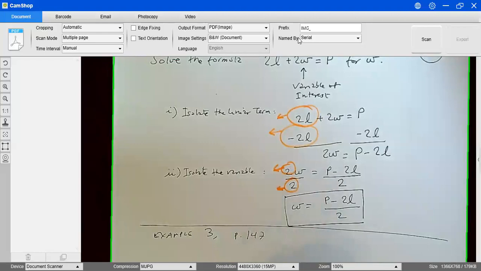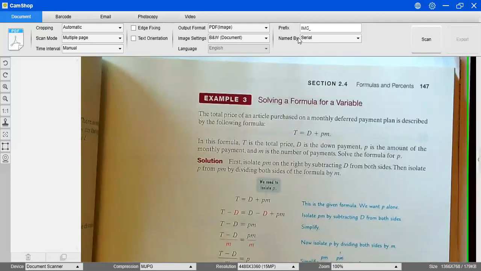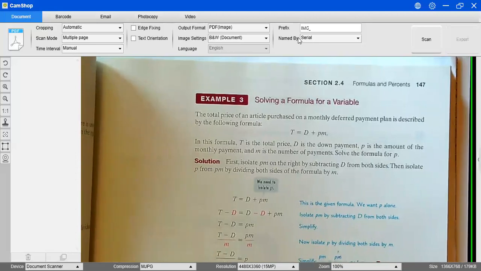So now we have a problem. I want to show you the word problem. It says the total price of an article purchased on a monthly deferred payment plan is described by the following formula: capital T equals capital D plus PM. In this formula, capital T is the total price, capital D is the down payment, P is the amount of the monthly payment, and M is the number of payments. Solve the formula for P.